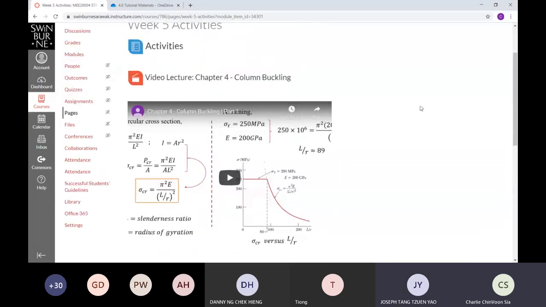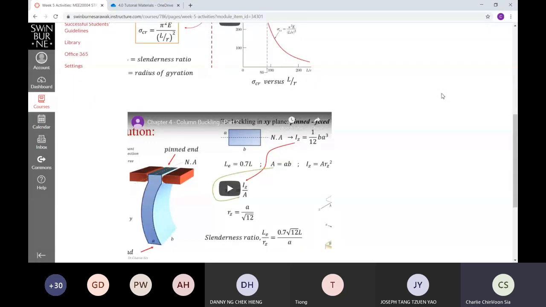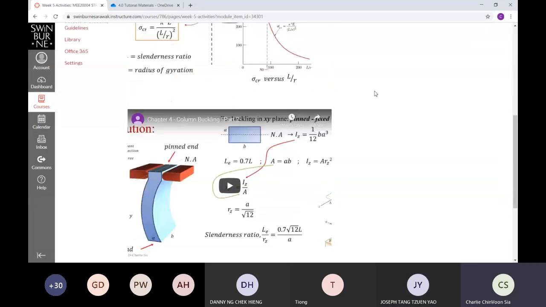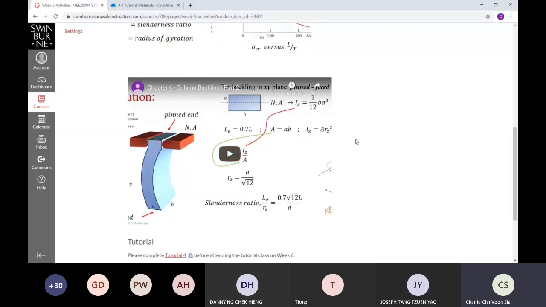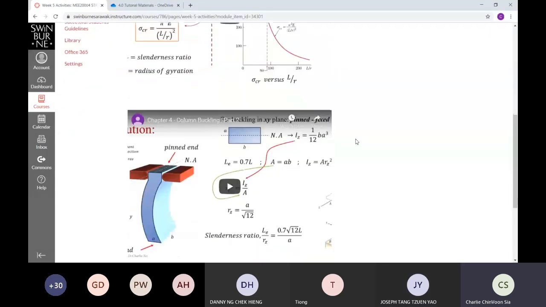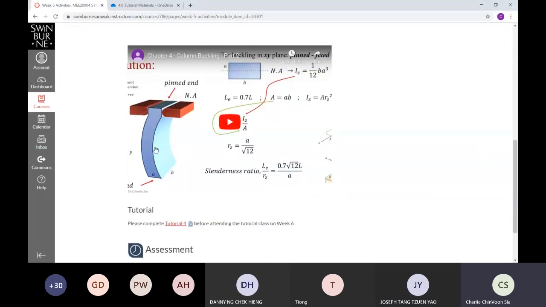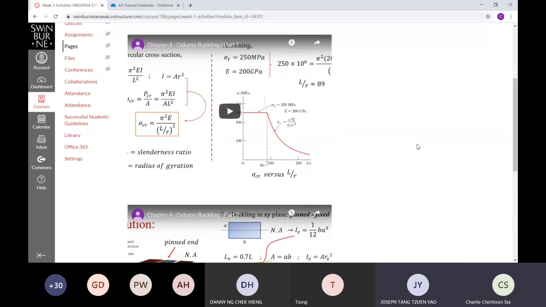Okay, so you just go to Weekly 5. I started to create a video from the column buckling. Next week I will try to upload the video for torsion. Inside there's an explanation, some on the derivation and some on how to solve the problems, like how to determine the support conditions, pin, fix, and so on. If you have any doubts, just drop me an email.